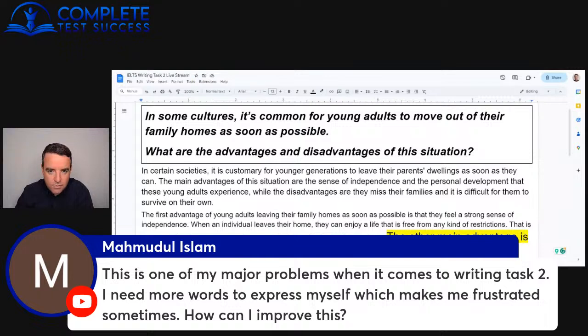This is one of the major problems when it comes to writing task 2. I need more words to express myself, which makes me frustrated sometimes. How can I improve this? So Mamadul, what you're describing is a lack of vocabulary. So you have the ideas, but you don't have the language to describe those ideas. That's a vocabulary problem. So, the solution is to improve your vocab. And it's a solution that takes a lot of time. It's not something that you spend a week and suddenly it's fixed. It could take months. It could take months and months. So just continue studying vocab.